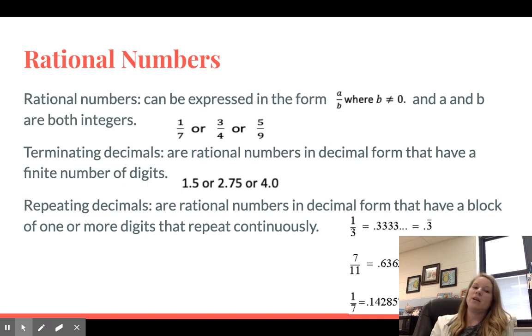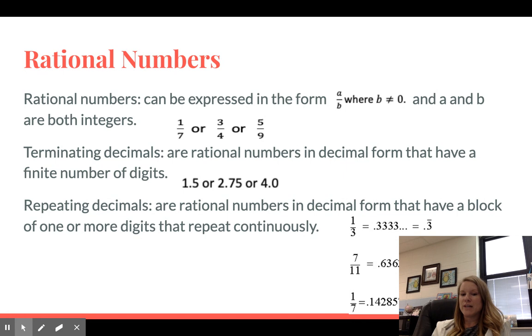When we start talking about decimals, we're going to talk about terminating and repeating decimals, and these are considered rational numbers. Terminating decimals are rational numbers in decimal form that have a finite number of decimals. That just means it stops. So we have 1.5, 2.75, or 4.0. Those decimals stop and they don't go on forever.